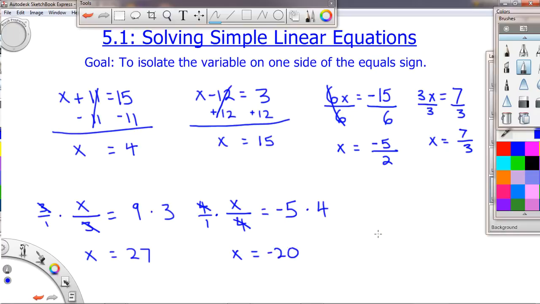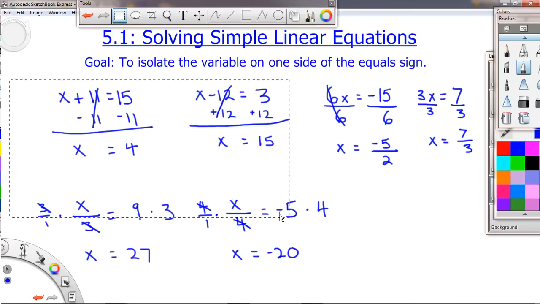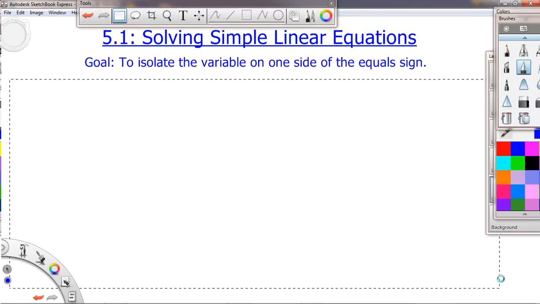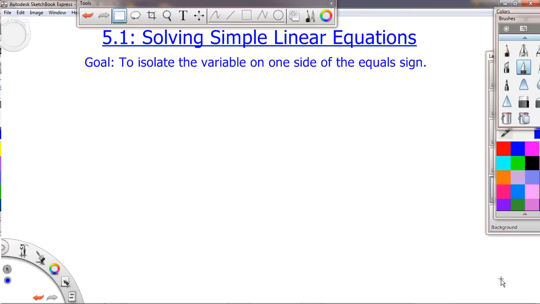Okay, now these were all single step, pretty easy problems. Let's move on to the next type of problem where we have to do 2 steps. Let's do some examples. So here we have 2x minus 11 equals 5.